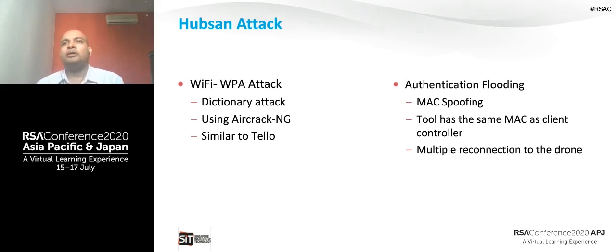It's exactly the same. And then the second attack that we have launched against Hubsan is authentication flooding. So we use MAC spoofing, and the tool has the same MAC as a client controller. We make sure that the tool has the same MAC address, and this enables multiple connections to the drone. And now, instead of the controller connecting to the drone, I can flood connection requests from my system using different programs. Authentication flooding will bring down the drone, disconnecting the controller from the drone.